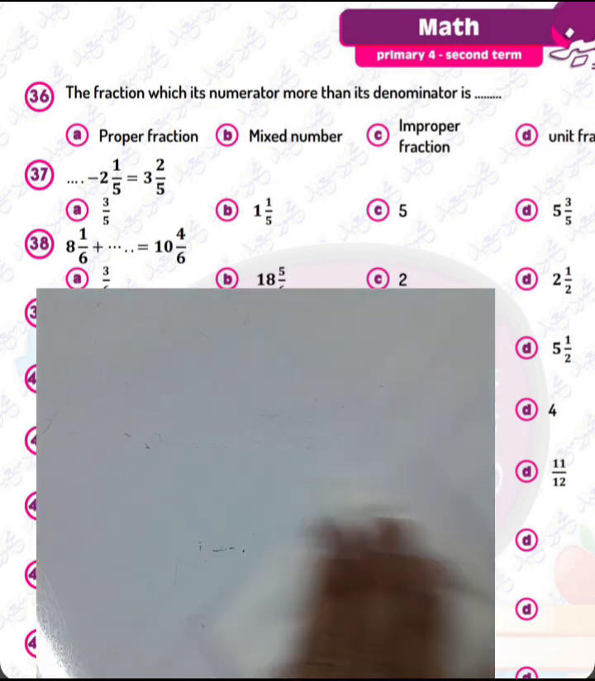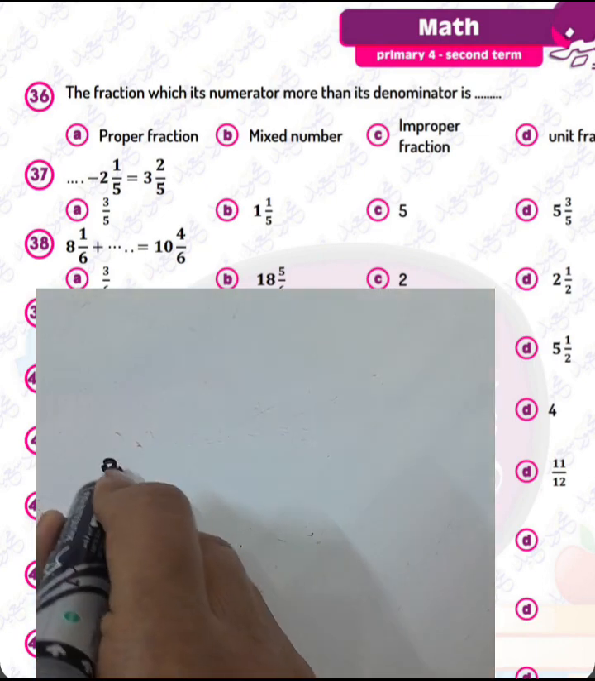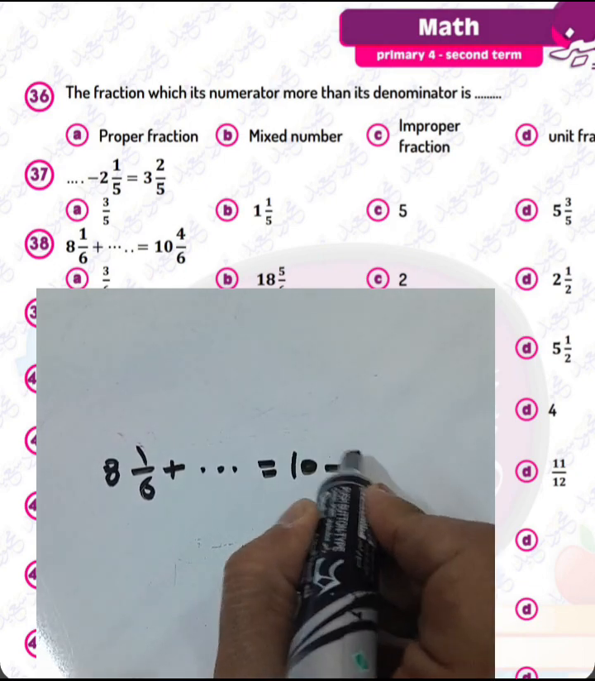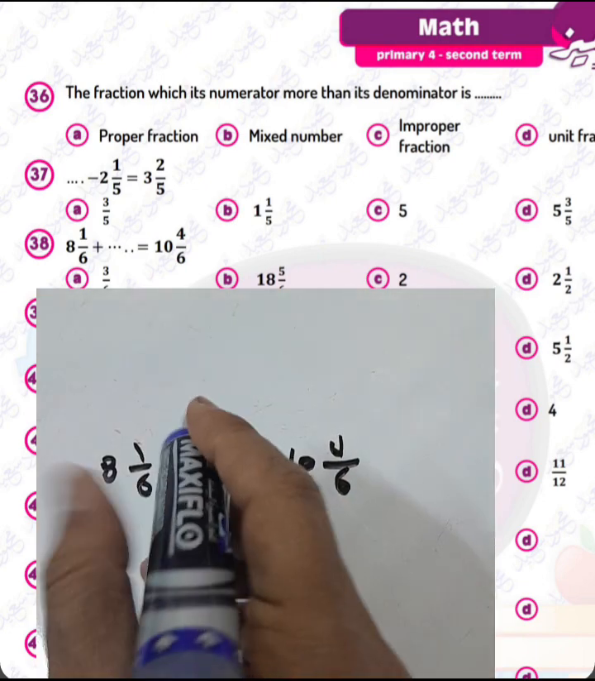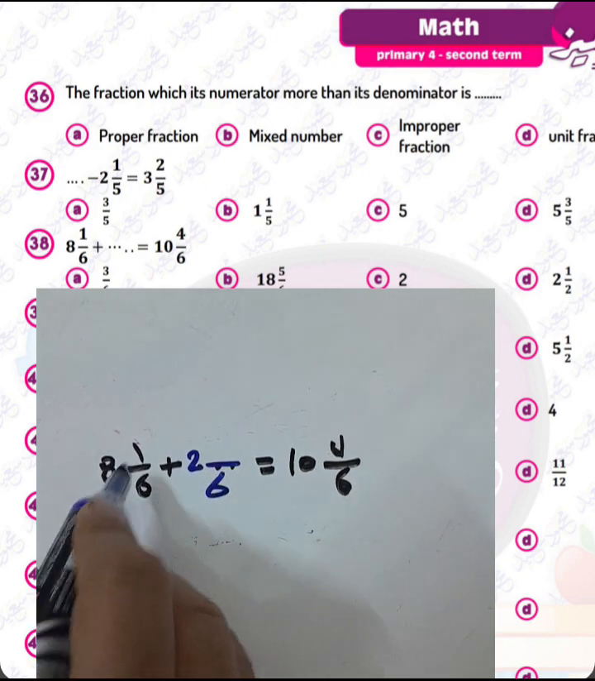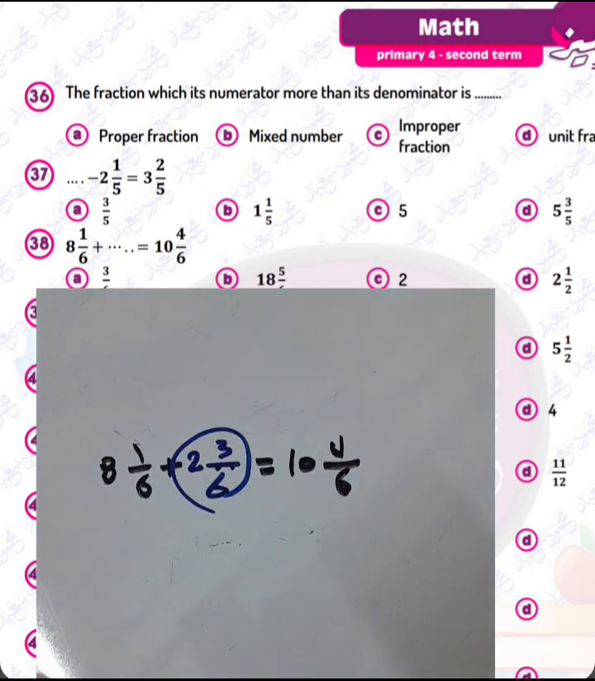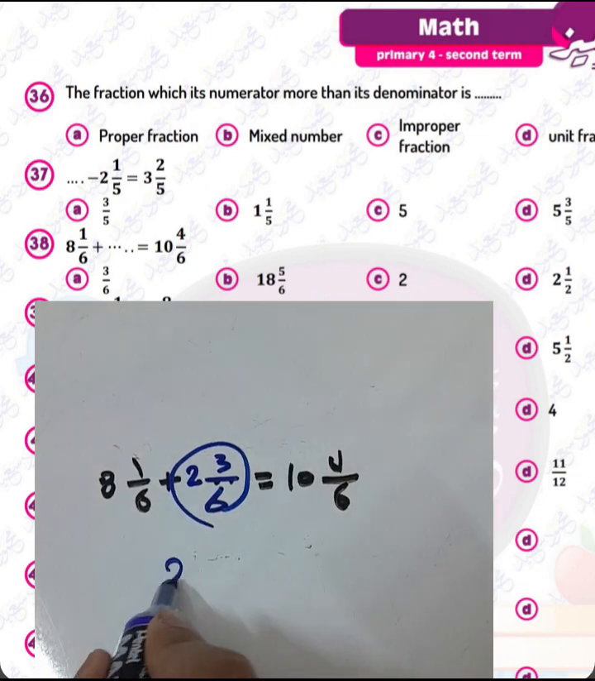Next question, 38. 8 and 1 over 6 plus space equals 10 and 4 over 6. We can write here 8 plus 2 equals 10. And we can write here 6. 1 plus 3 equals 4. Then the result will be 2 and 3 over 6. Okay, where 2 and 3 over 6, we can simplify it again. Half of 6 will be 1 over 2.